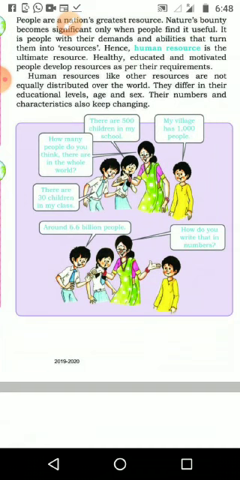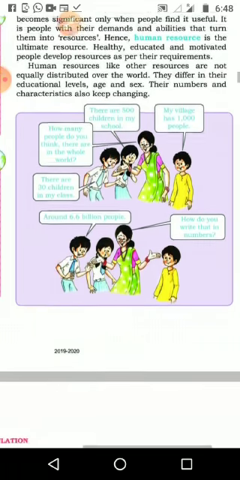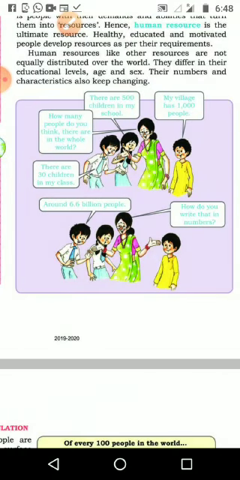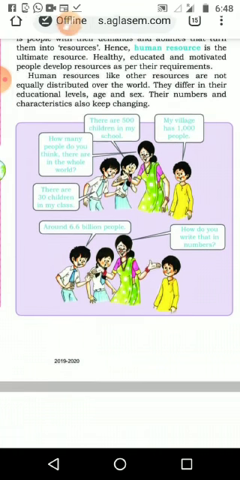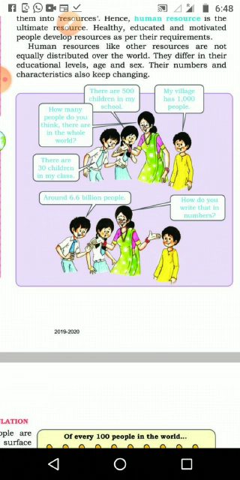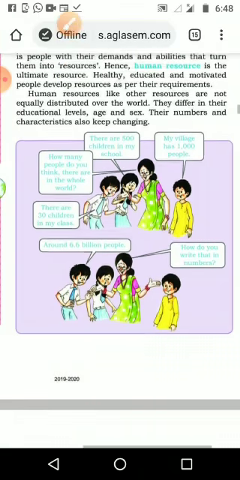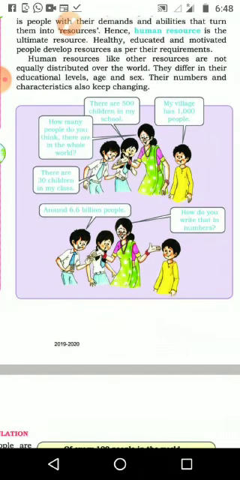Okay, next one: human resources, like other resources, are not equally distributed over the world. When we studied iron ore and similar things, we saw it is not everywhere, it is not equally distributed, it is uneven. They differ in their educational level, age and sex. Even in one society, like Japan and the other developed countries, human resource differs from person to person according to educational level, age and sex. Their numbers and characteristics also keep changing.